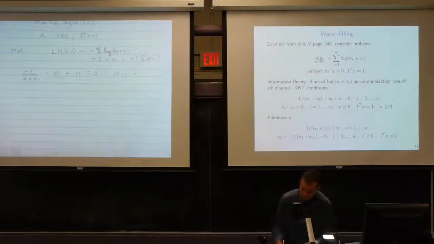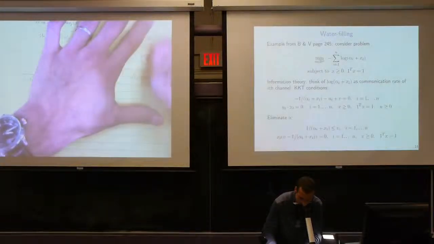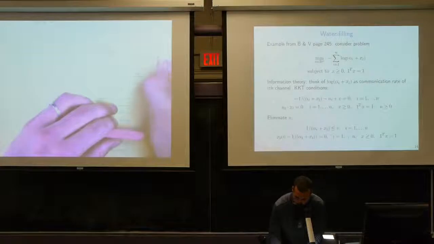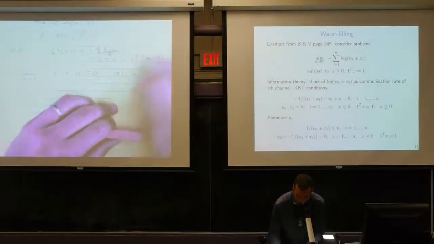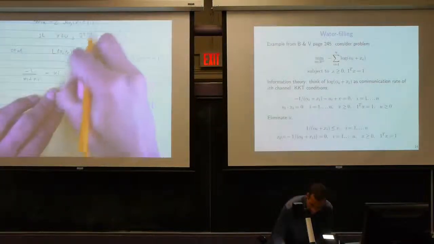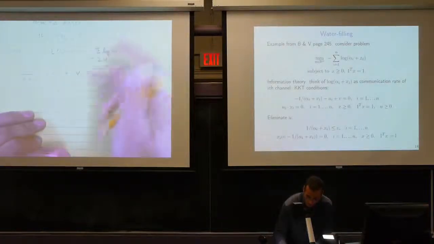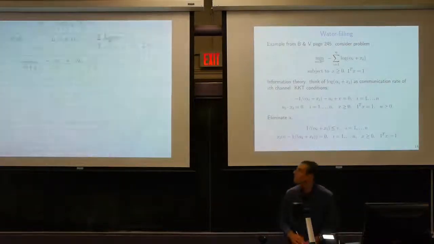V is a scalar, that's right. What's that? In your Lagrangian, you wrote v_i. Oh, thank you. Yeah, we just have one v because we have just one equality constraint.